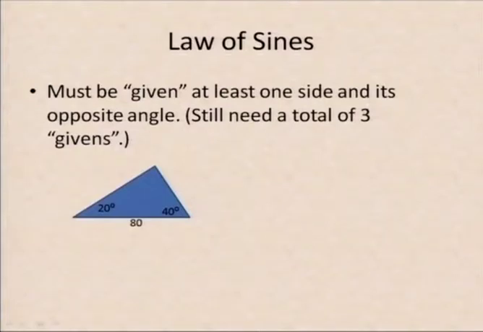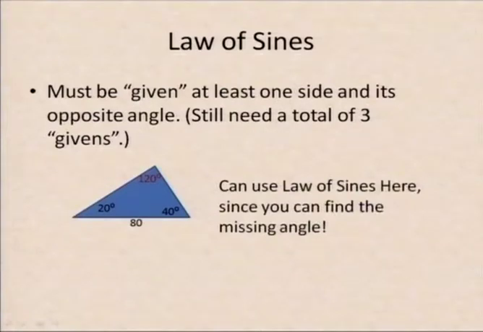Well, if you remember that the angles in the triangle add up to 180 degrees, then you could have that angle there at 120, and because you have that angle of 120 opposite the side of 80, then you can do it. You can actually use the law of sines.